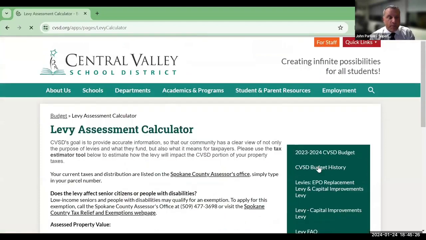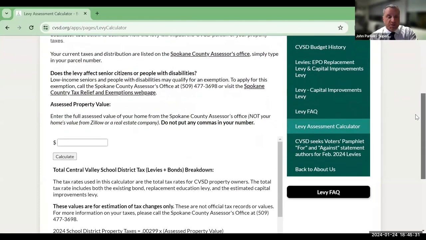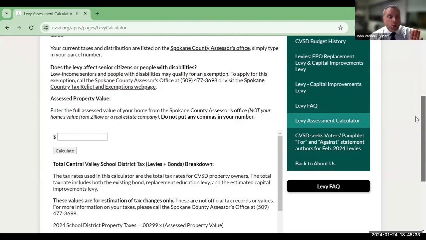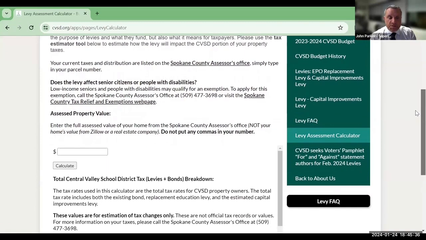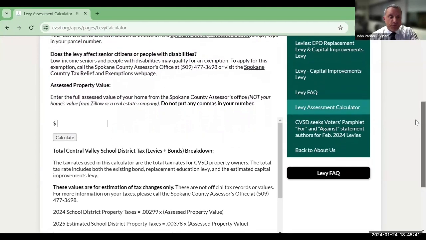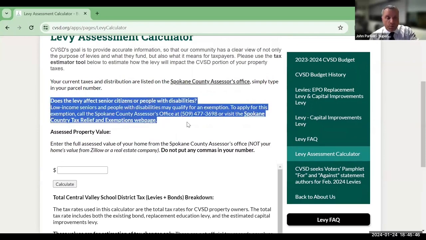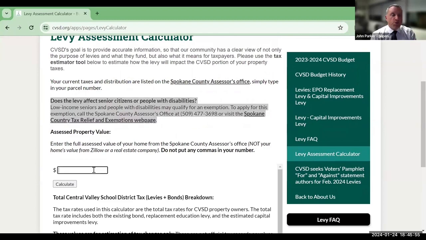And if you click on that, you'll see information about what you can do to go see what your assessed value is. We also know that people on fixed income may have an exemption, and we want to describe that for our individuals that have that fixed income, or seniors or people with disabilities. But this is where you can put in your amount and actually calculate exactly what your taxes would be. So we just wanted to give you a chance and show you that. A lot more information on our website.